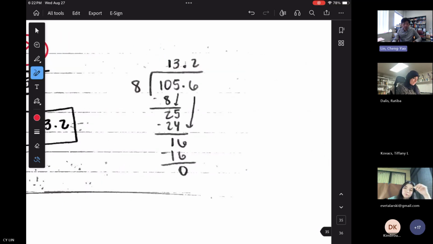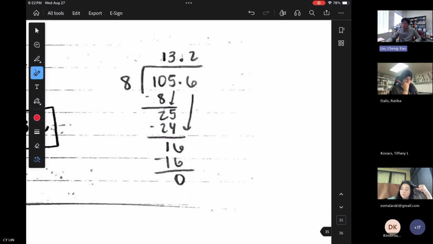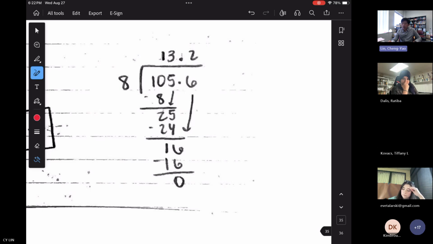You make it as 105.6 divided by 8. So it's 1, you get an 8, and then 3 times 8 is 24, and then move on to bring the 6 down. So you get 2 times 8, so it's 16. So 13.2. Did you get it right this time?